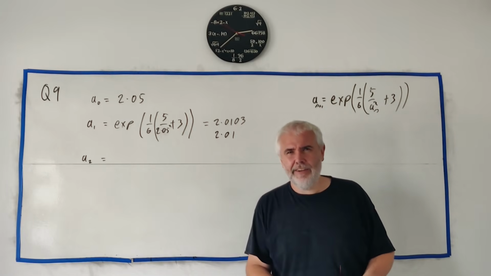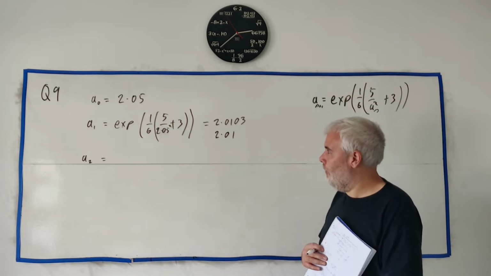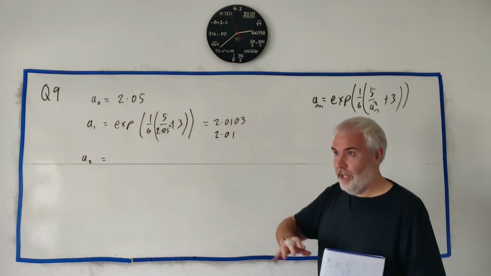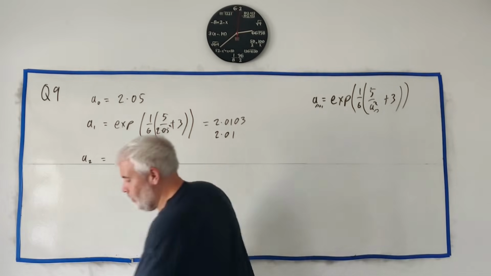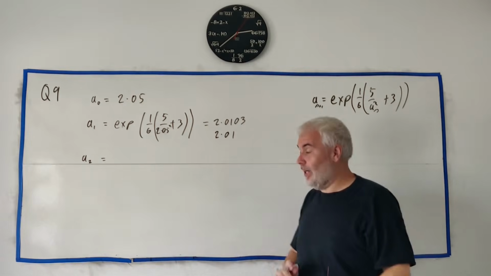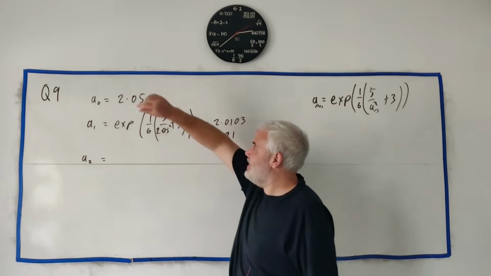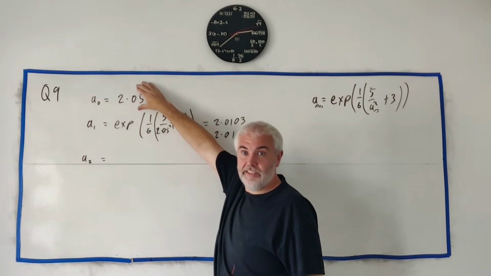Although there is a nice way to put this into your calculator. Learn how to use your calculator. I think I can explain it on the board, but every calculator is different, unfortunately. So what I do is I put 2.05 into my calculator and press equals, and what that does is save this as the previous answer.